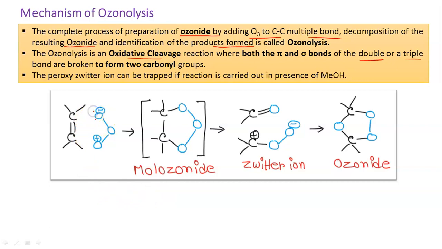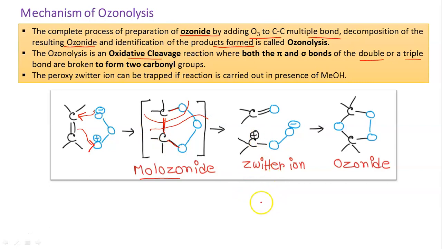So O minus will attack this carbon of the CC double bond, and the other O minus will attack this carbon. So we are getting 2 CO bonds. Okay, this bond is still present, and this is known as molozonide. Now molozonide is not very stable, so it will quickly decompose: from this part we are getting carbonyl, and from this part we are getting a Zwitter ion.